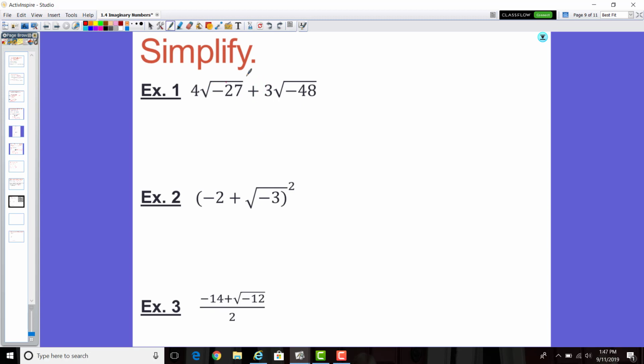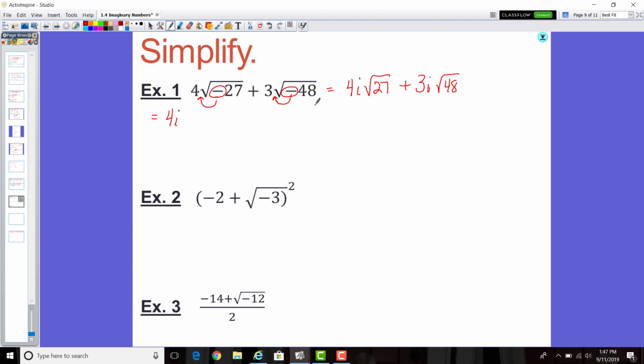We can't do that because of several things. One, these numbers aren't the same, as well as our negatives. So the first thing we're going to do is take that negative out. It's going to come out here, and when it comes outside, it changes to an i. We're going to do the same thing here. Take this radical out, and it becomes an i. Next thing we're going to do is reduce our radicals.